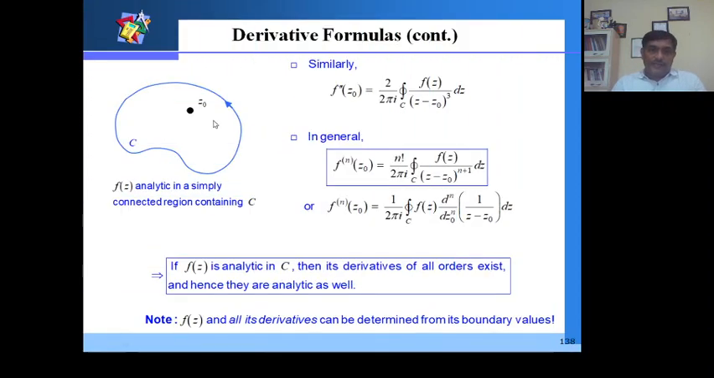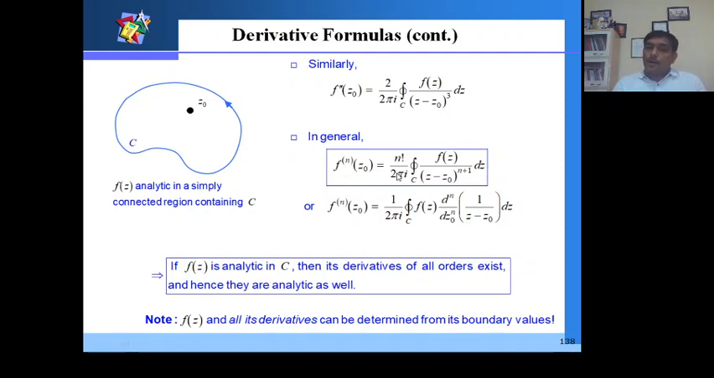That is the thing we discussed here. This is f double dash z naught is 2 by 2 pi i integral over C of f(z) divided by (z minus z naught) the whole cube into dz. In general, we can make it f^n(z naught) is equal to n factorial divided by 2 pi i integral over C of f(z) divided by (z minus z naught) to the power of n plus 1 into dz. You must remember this.